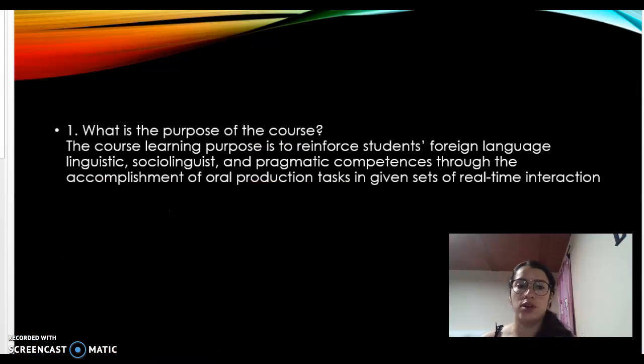What is the purpose of the course? The course's learning purpose is to reinforce students' foreign language, linguistic, sociolinguistic, and pragmatic competence through the accomplishment of oral production tasks in a given set of real-time interactions.